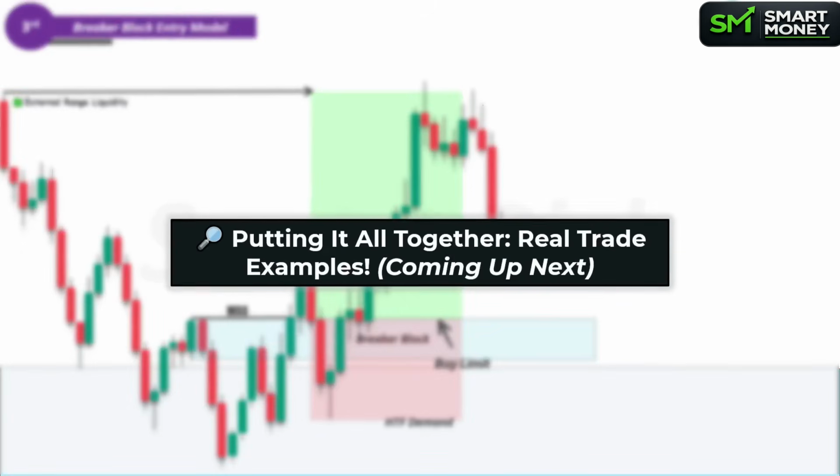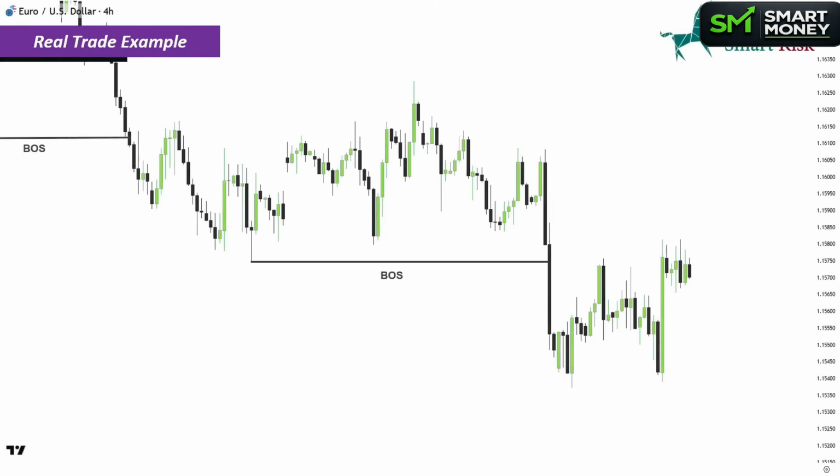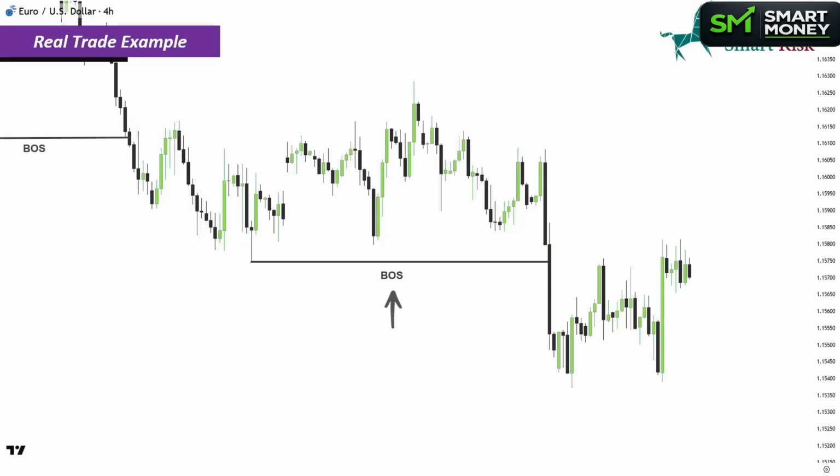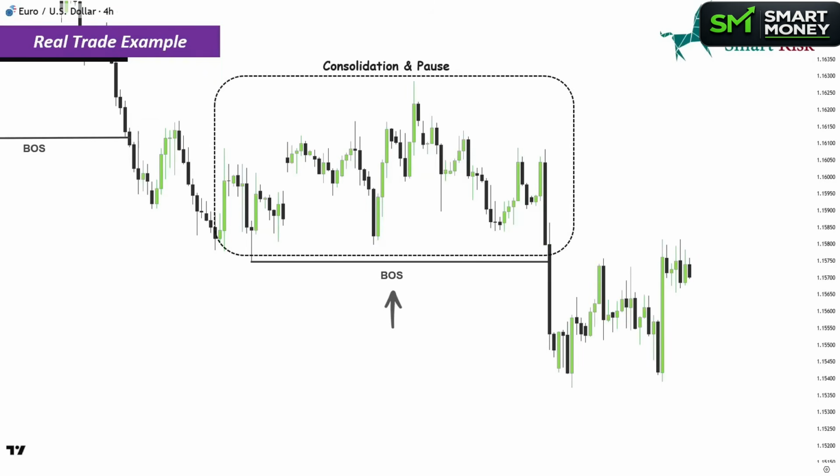Now let's solidify everything we've covered with some real trade examples. For example, on this 4-hour euro-dollar chart, we can see two consecutive bearish breaks of structure, with the most recent bearish BOS located right here. At the origin of the bearish move that caused this break, price formed a short consolidation, leaving behind a fresh supply zone. So I'm going to highlight these two up-close candles as our 4-hour supply area.